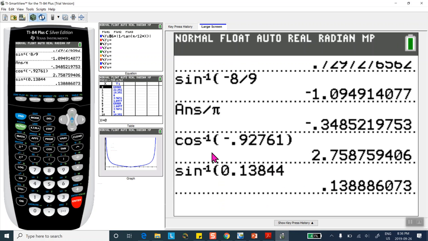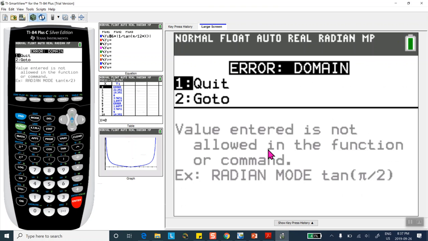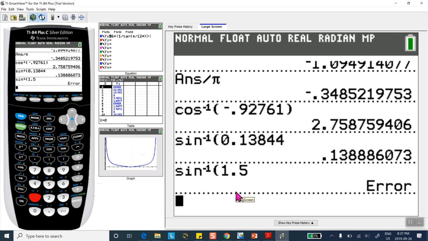Number 17 is tan inverse of 10. By the way, let me try something. So we go second function, sine inverse of, I don't know, 1.5. It's going to give you an error message because you cannot take sine inverse of a number that's bigger than 1 or less than -1. You see, it just doesn't make sense. Now, how do we get out of this? Quit. I guess 1 is going to quit. Okay, good. Let's do number 17, second function, tan inverse of 10.